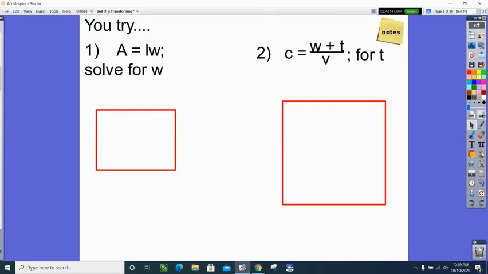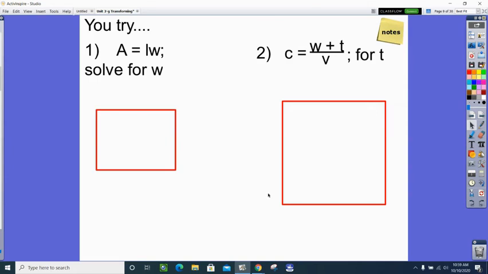Okay, we've come to that place now where it's your turn to try. So we're going to start with an easy one. Number one, first of all, do you recognize that formula? It would be the area of a rectangle, right? So you're going to solve the area of a rectangle for the width, for the W. And over here, this is a made-up formula, and I'm asking you to solve it for T.